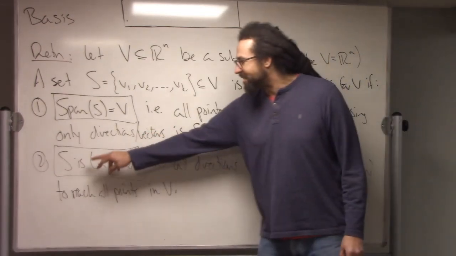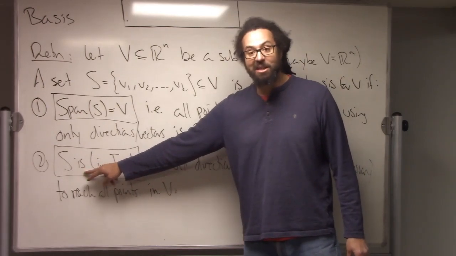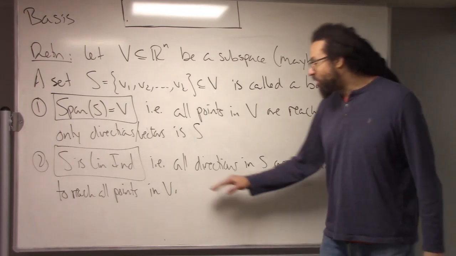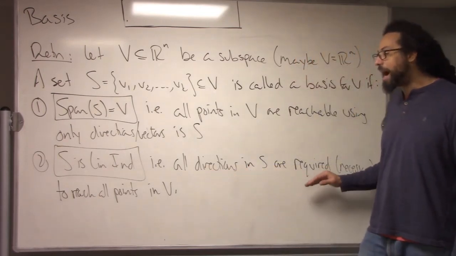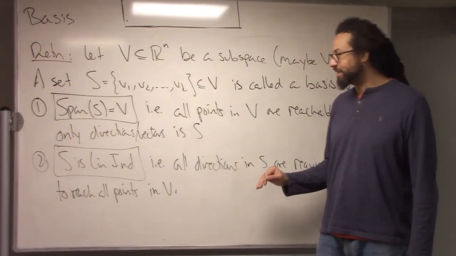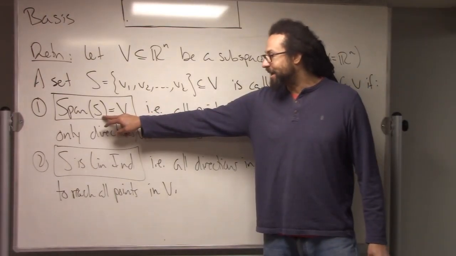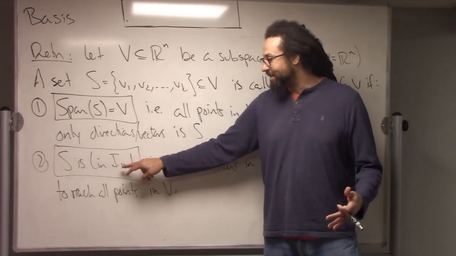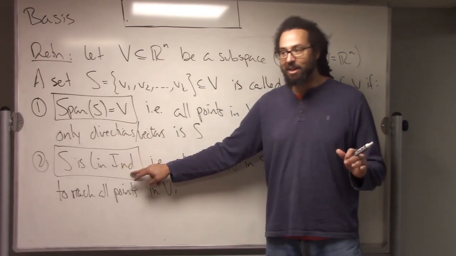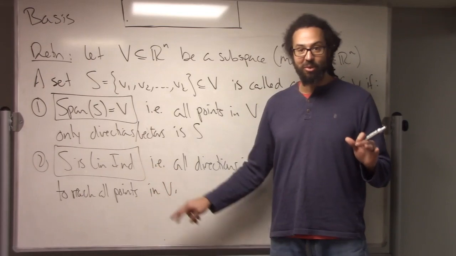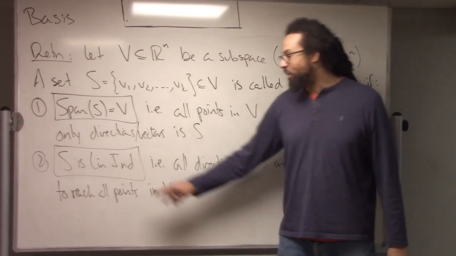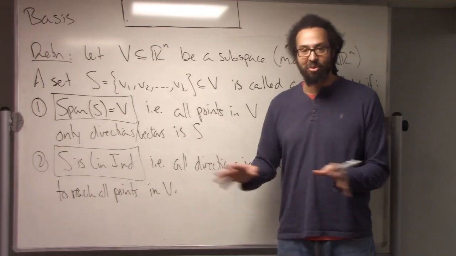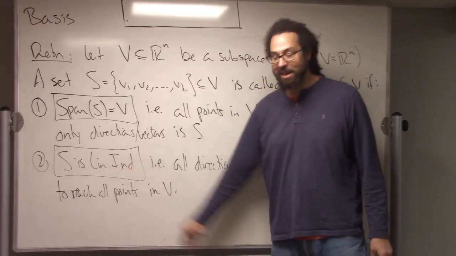And the second thing is that the set S needs to be linearly independent. So geometrically what that means is that all the directions in S are required to reach every point in V. So in the span case, you may have more than what you need to reach every point in V. The linear independence says you've got exactly what you need. So all of the directions are fundamentally different, right? There are no redundant directions in a linearly independent set.